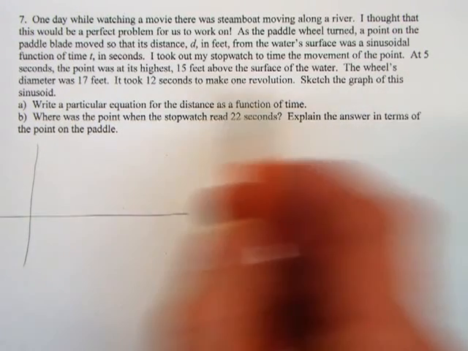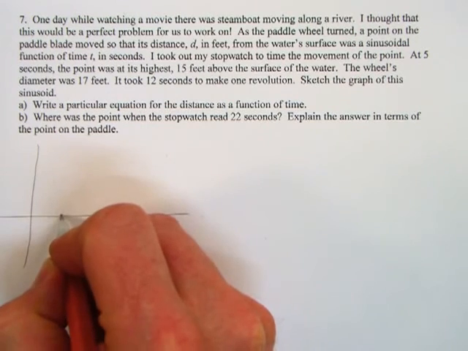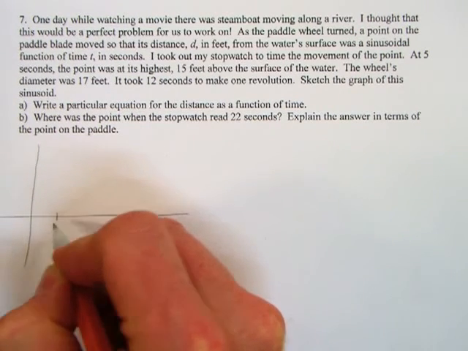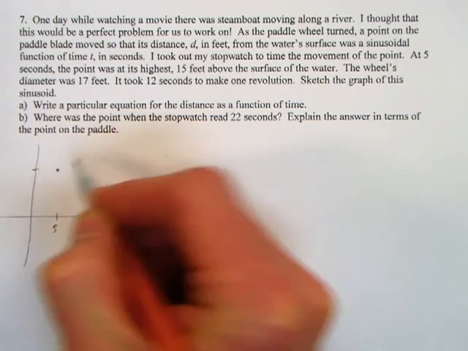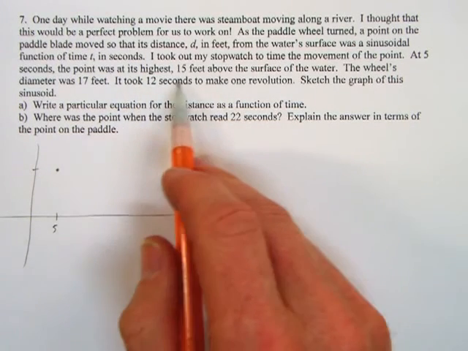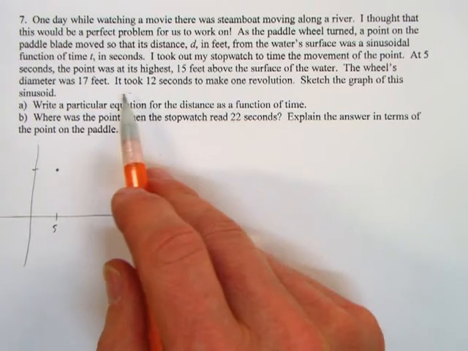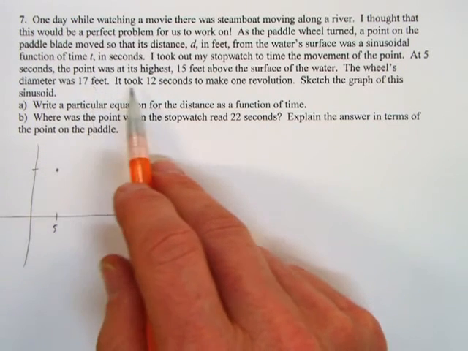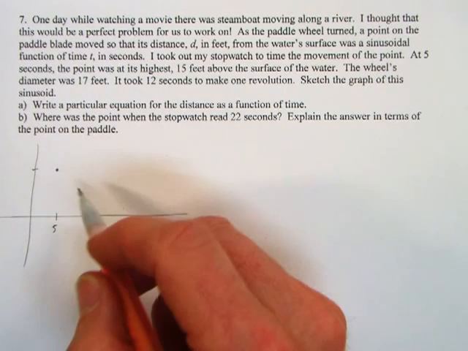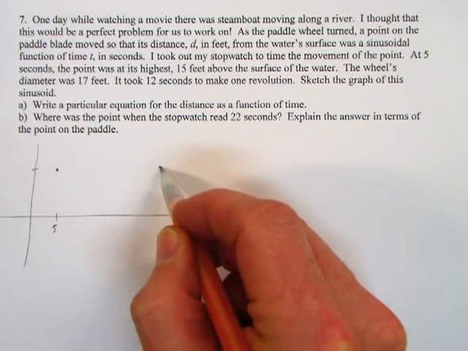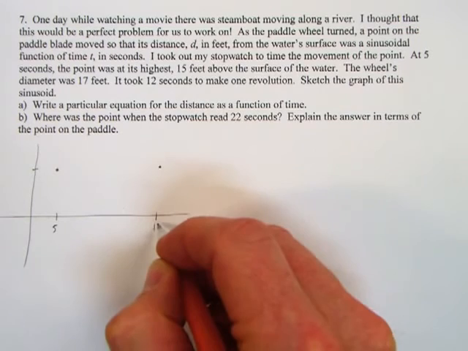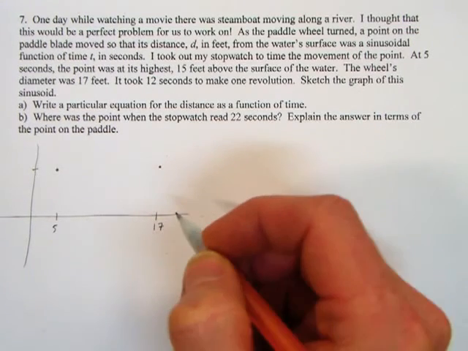At 5 seconds, the point was at its highest, 15. So I'm just going to mark some point. Here's 5, and up here is 15. And then it says the wheel's diameter was 17 feet. That's going to be important. And it took 12 seconds to make one revolution. So it's going to come down, and it goes back up. And after 12 seconds, so we'll put us at 17.